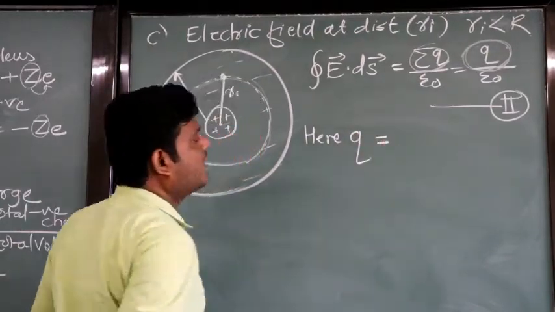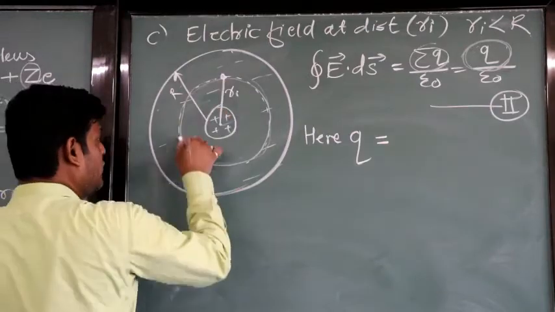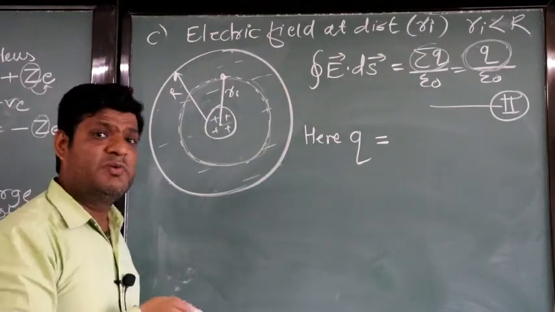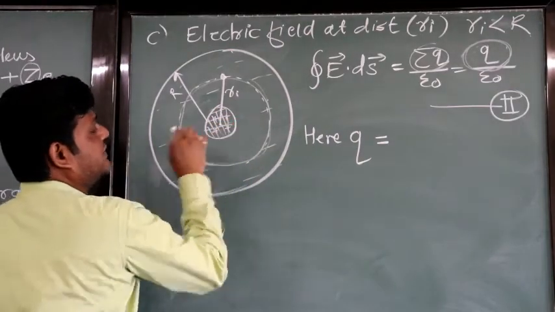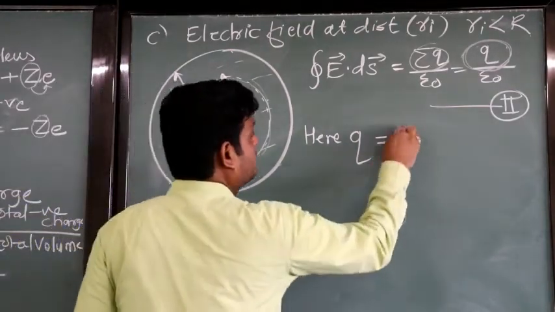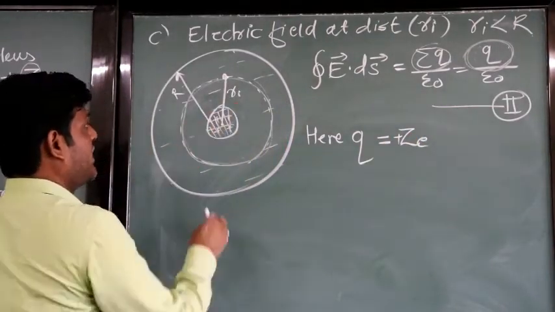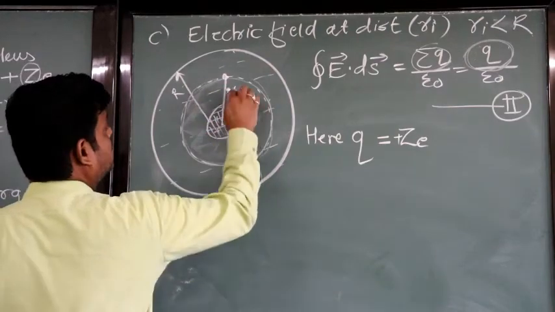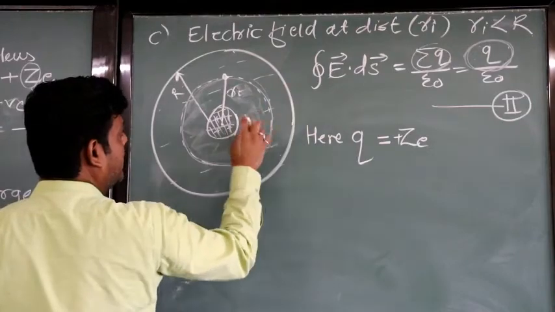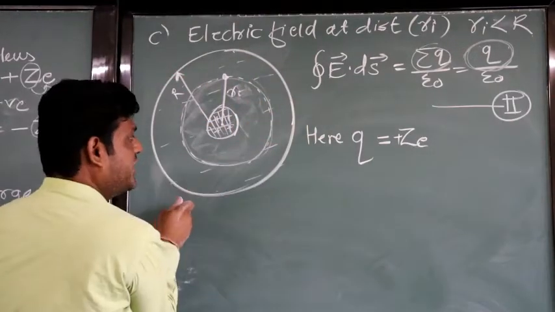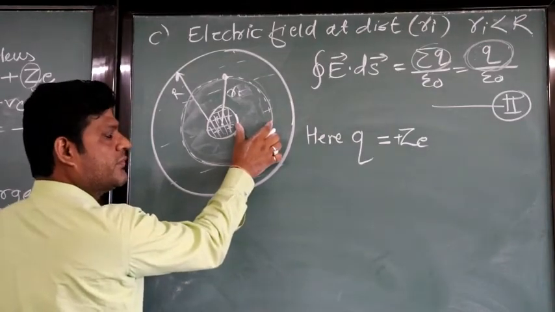Here charge q equals what? How many charges are enclosed by the Gaussian surface? This is the Gaussian surface. First of all, these many charges are equal to Ze, so Ze is the charge on the nucleus. And these many charges, from here to here, we know this, are minus Ze. But we don't know how many charges are enclosed in this volume.